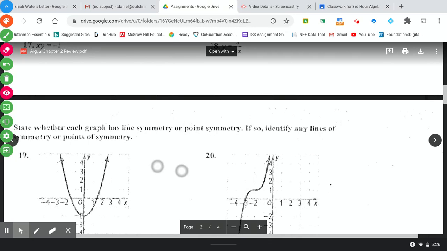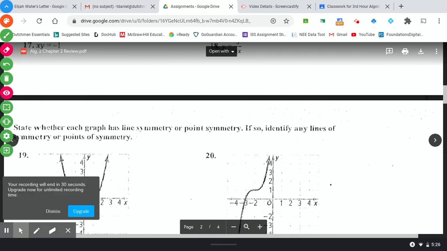On this one, they want you to know whether it has a line of symmetry or a point of symmetry. And it looks like we'll save that one for the next video.